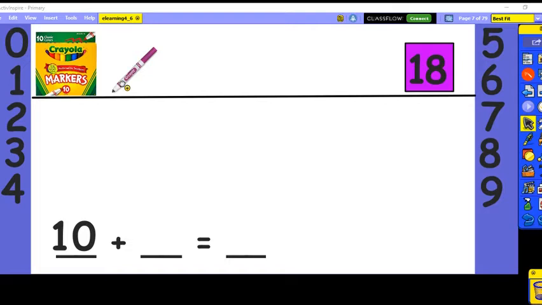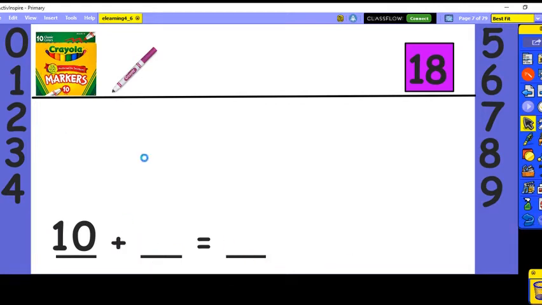How many boxes and single markers do I need to make 18? So I want you to think, the box has 10. How many of these single markers do I need to make 18? So our total, we're going to do 10 because the box is 10, and then we're going to add some single markers to get to 18.